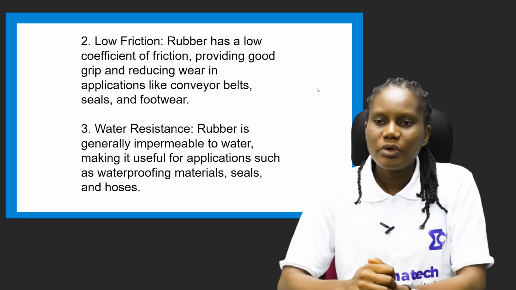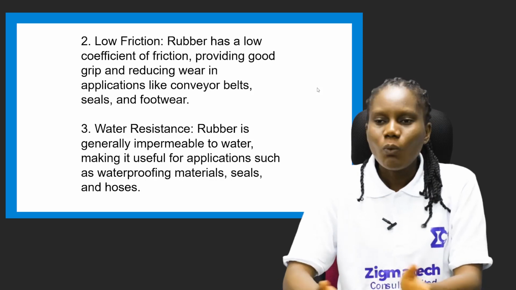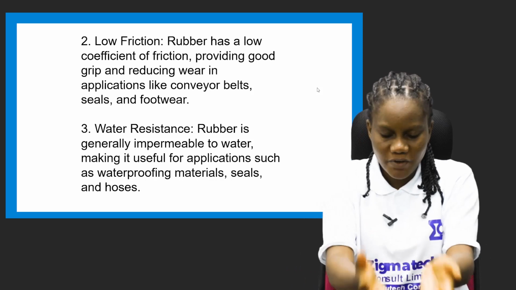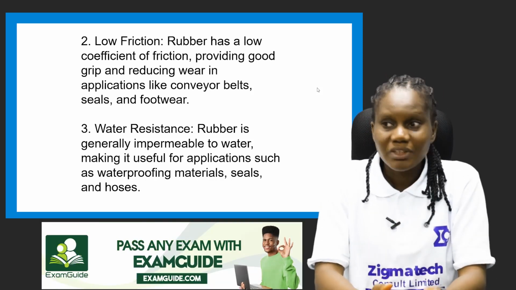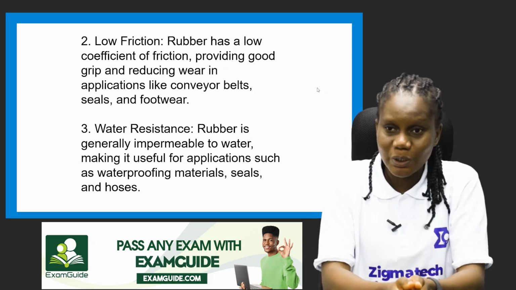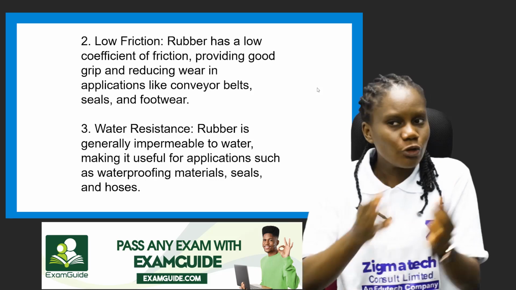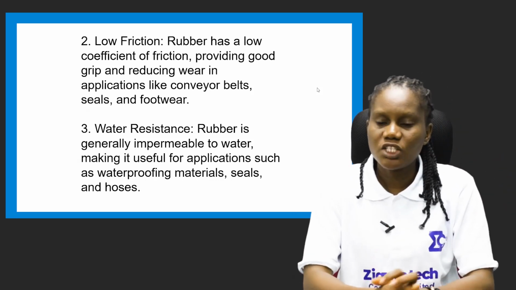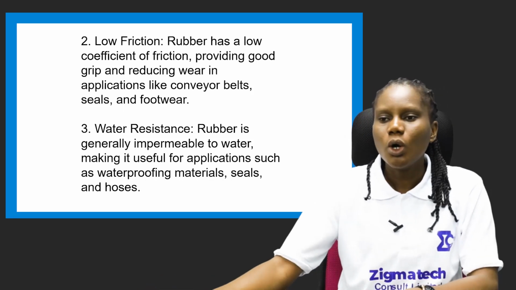Number 3 is water resistance. Rubber is generally impermeable to water. Water cannot pass through rubber, any rubber whatsoever. That's why we can fetch our water in a rubber and keep it, and it will still be there. Any day you come back, you still find it there, because water cannot penetrate it, it cannot pass through it, it cannot flow through it. So it is useful for applications such as waterproofing materials, seals, and hoses.